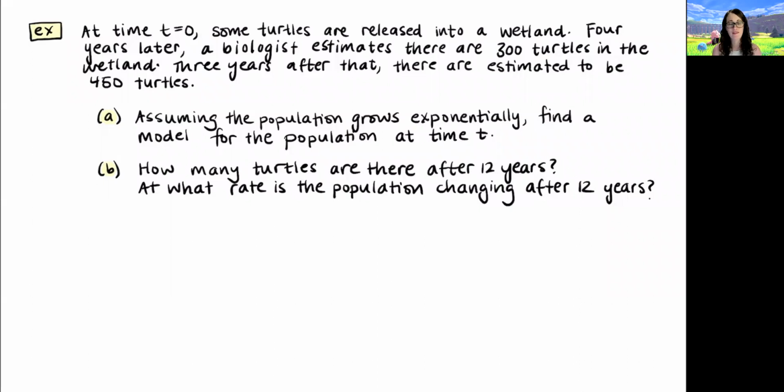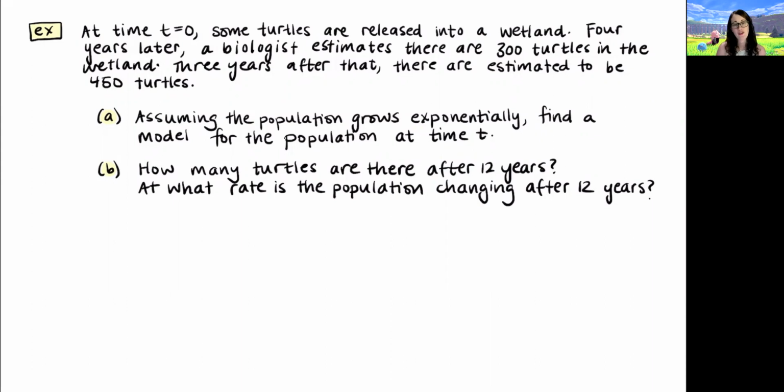So in the first example of finding an exponential model, we have a situation where some turtles are released into a wetland. We're going to call that time t equals 0. 4 years later, the biologist goes back and estimates that there are about 300 turtles. And then 3 years after that, they go back again and they estimate that there are about 450 total turtles.